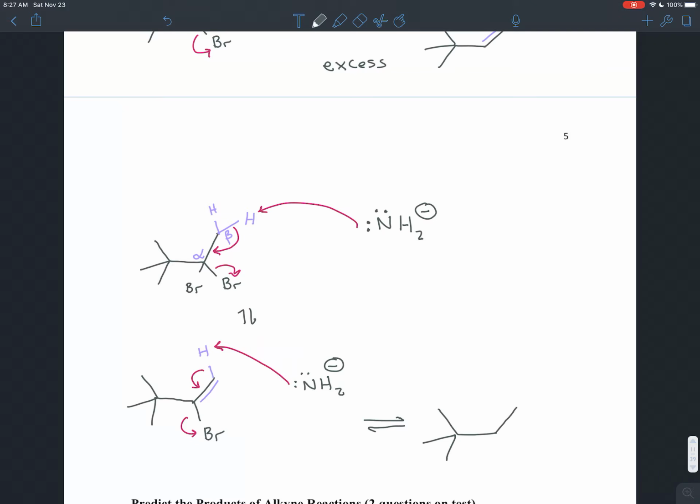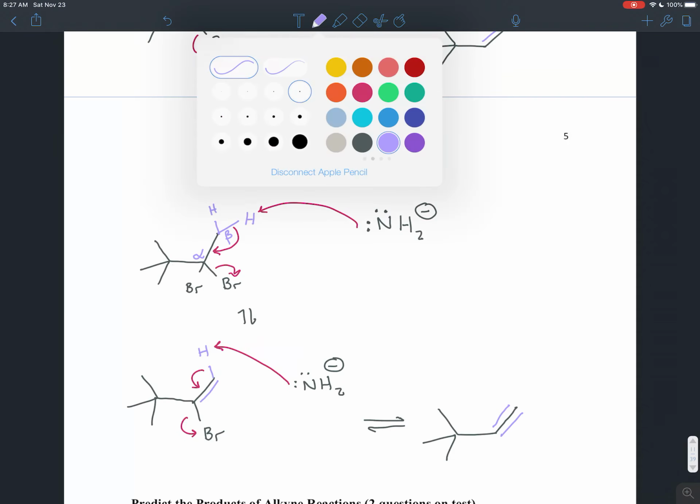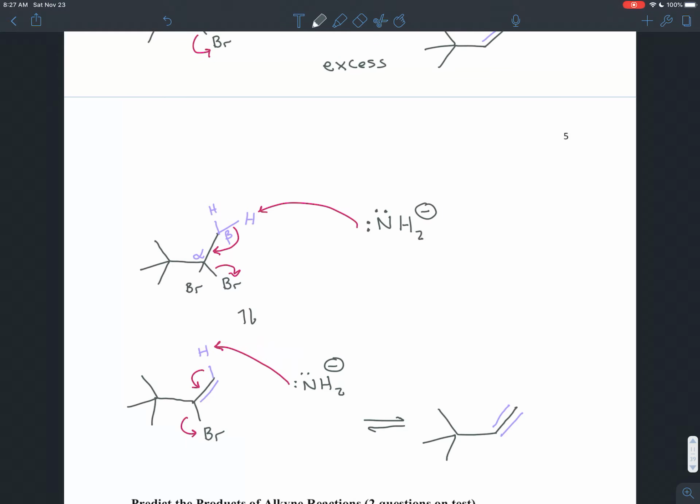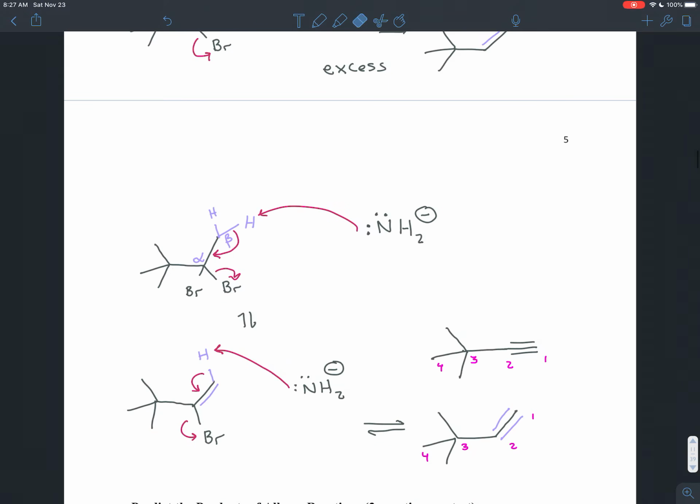And notice I'm going to draw this in a zigzag first, but then I'm going to redraw it because triple bonds are linear. So notice we get that extra pi bond there. But when I redraw that molecule to represent its actual shape, it looks like this. So notice we have 1, 2, 3, 4, 1, 2, 3, 4. Okay, and so that would be the last product that we'd have here. We'd form that alkyne by doing 2 eliminations.